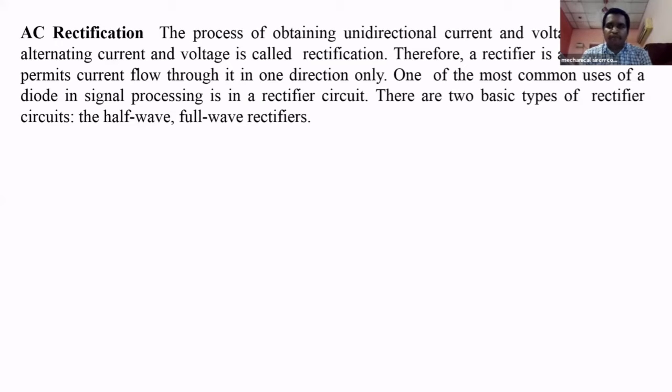What is a rectifier first? Rectification is to convert AC current into DC current, meaning AC voltage to DC voltage. That conversion process is called rectification. The device used for making this rectification is called a rectifier. Here we are using the diode properties for this rectification. We have two types of rectifiers: half-wave rectifier and full-wave rectifier.